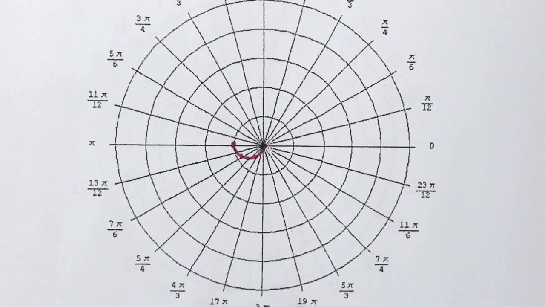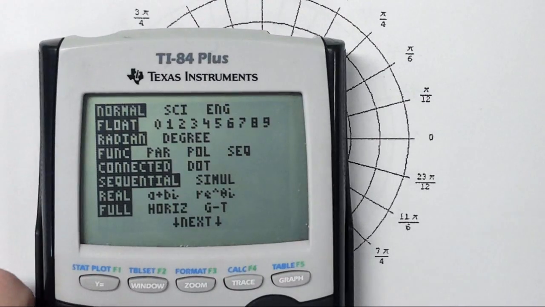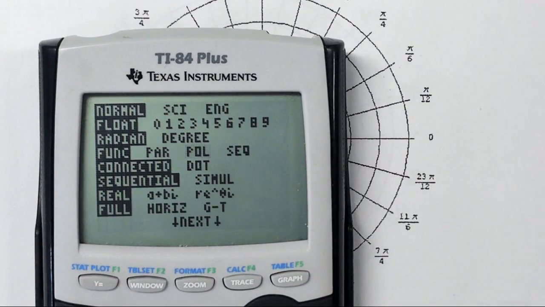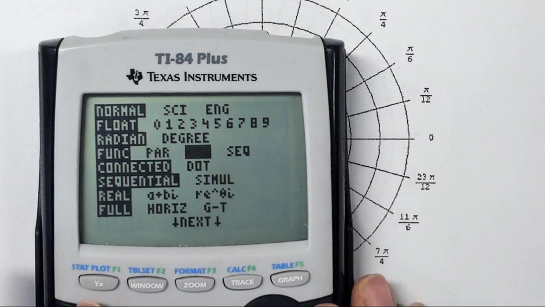So we're going to go there now. So I'm going to, again, make sure my mode is in polar. It's like pole and mode.